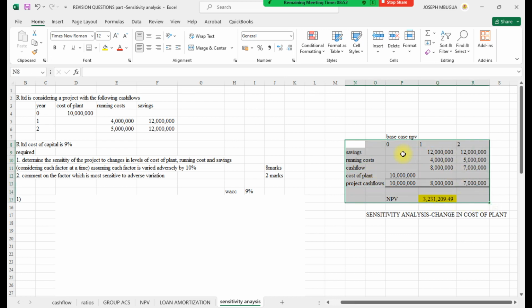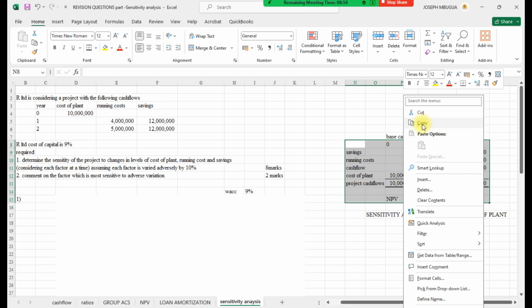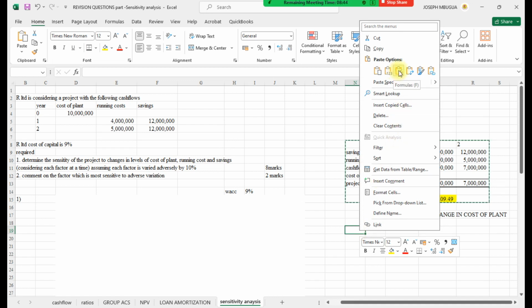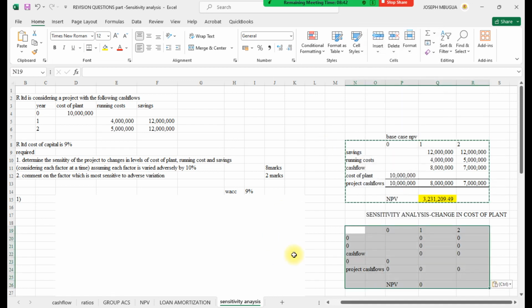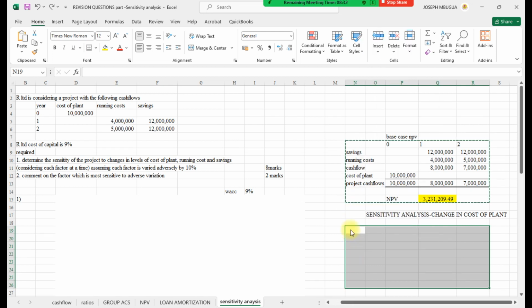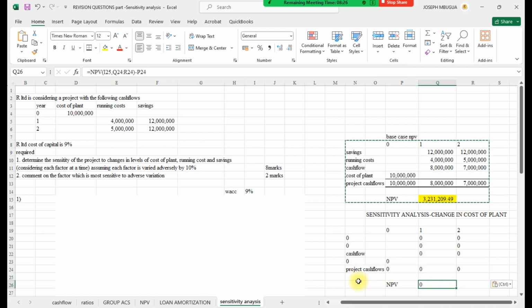In this case, you just copy the initial that we have, and paste it here with formulas. Just wonder why it has not captured that. Just a minute. Okay, just hoping that the formulas are intact.